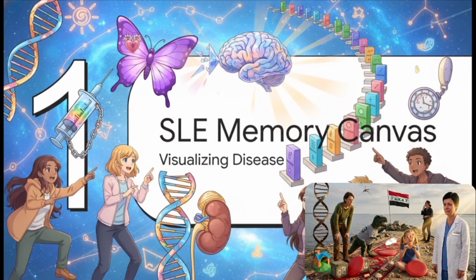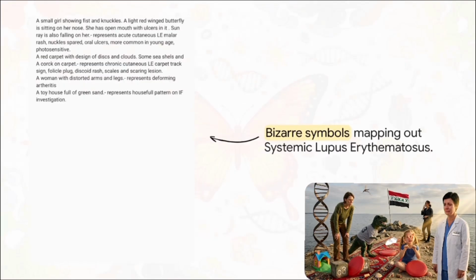Section 1. The SLE memory canvas, visualizing disease. So why do we use visual storytelling? Well, it's because our brains are naturally hardwired to remember weird, unusual narratives way better than isolated plain text. Okay, let's jump right in.